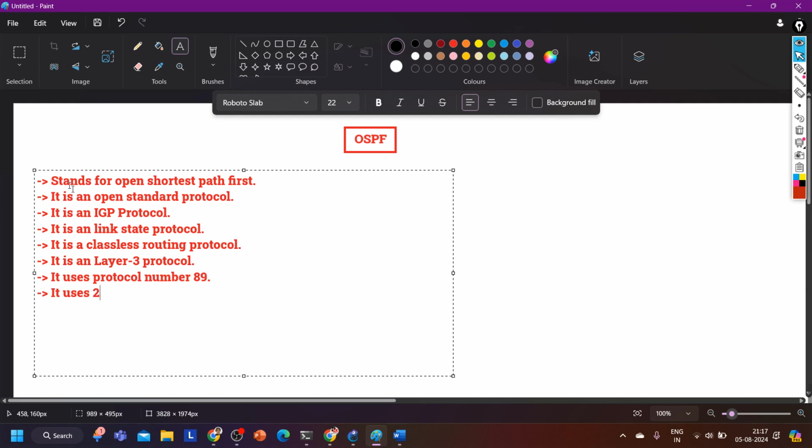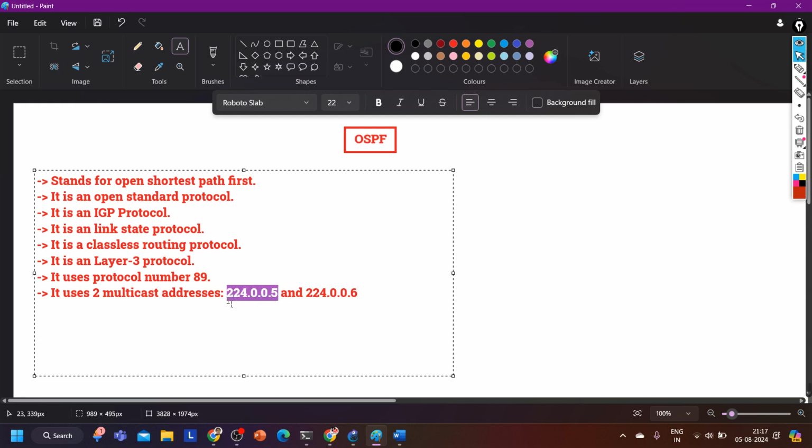Then it uses two multicast addresses, which are 224.0.0.5 and 224.0.0.6. Now the question is why OSPF uses two multicast addresses. Don't worry, we will see.